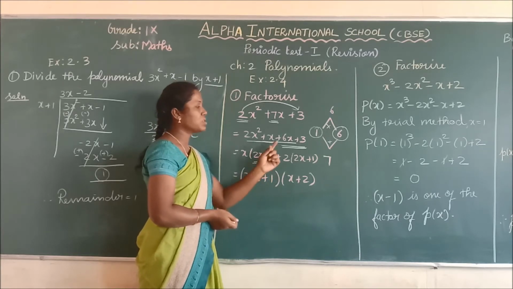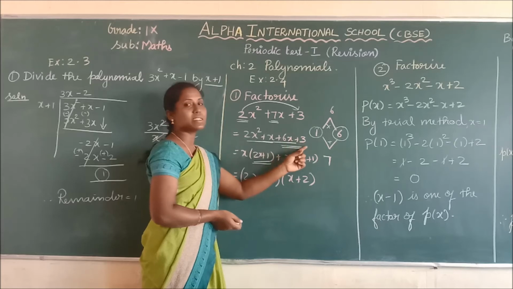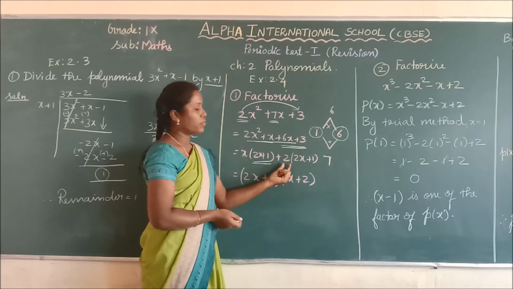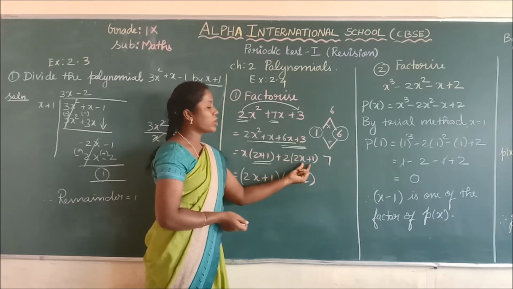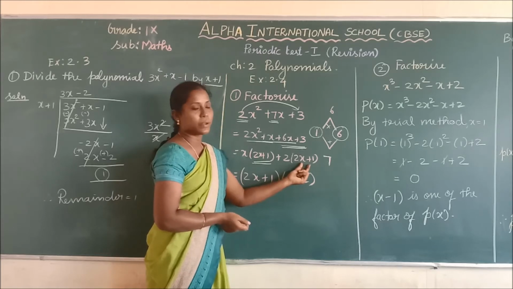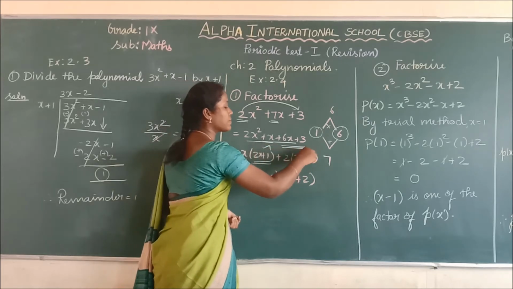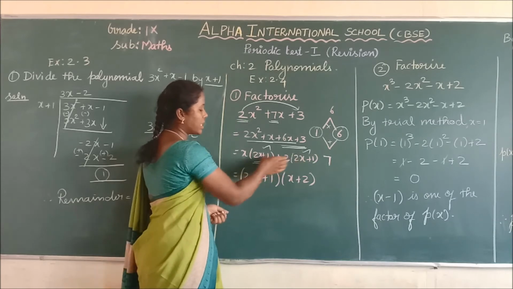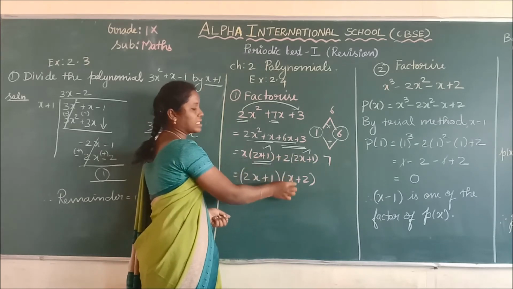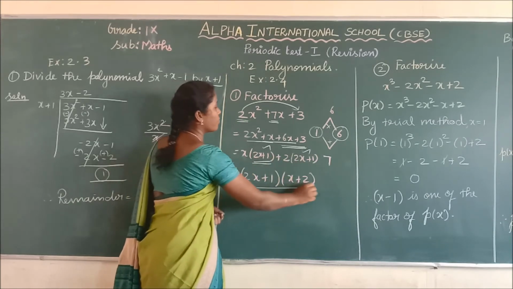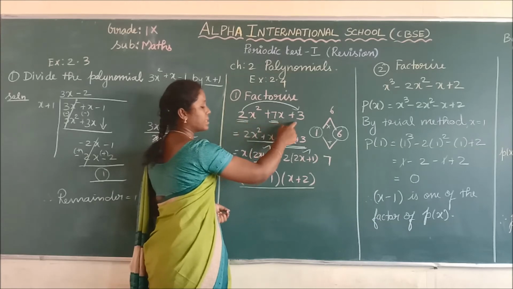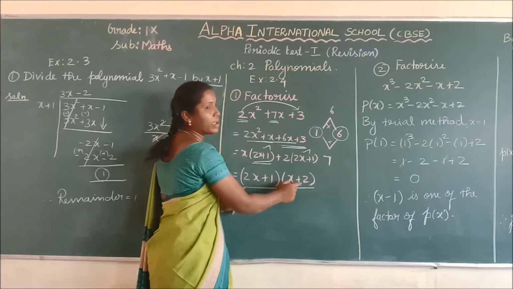So 2x plus 1 is what is common for 6x plus 3? It is 3. If you take 3 common, again we are getting 2x plus 1. See here, 2x plus 1, 2x plus 1 common. So take 2x plus 1 common, the remaining is x plus 2. So the factors of 2x square plus 7x plus 3 is equal to 2x plus 1 into x plus 2.